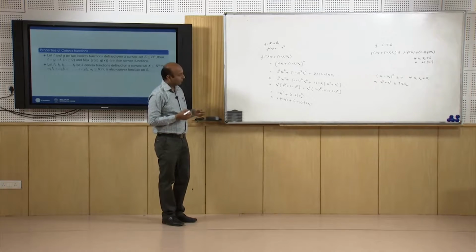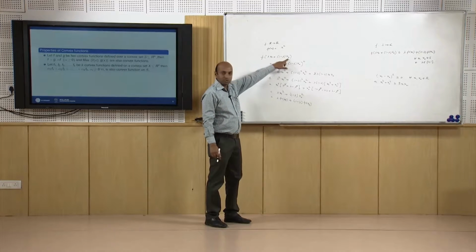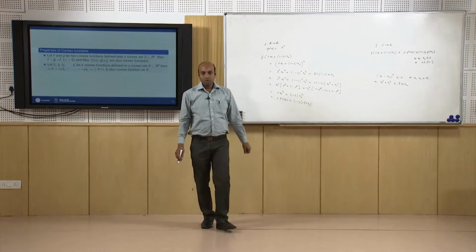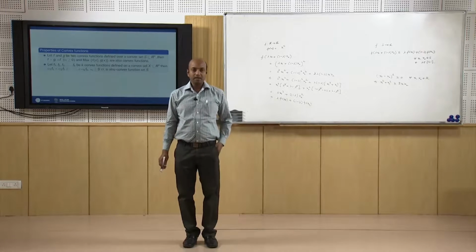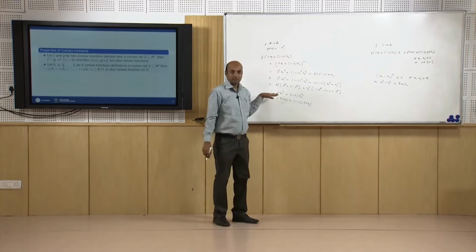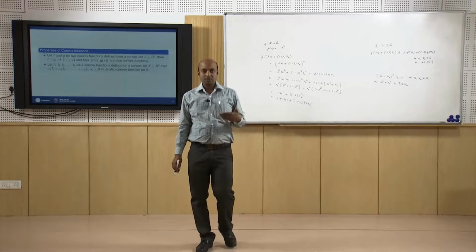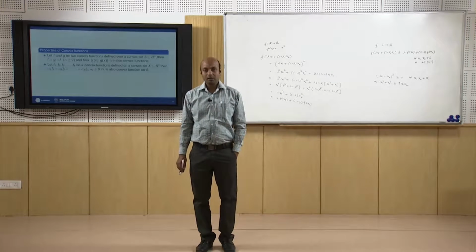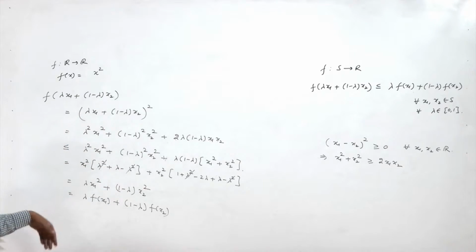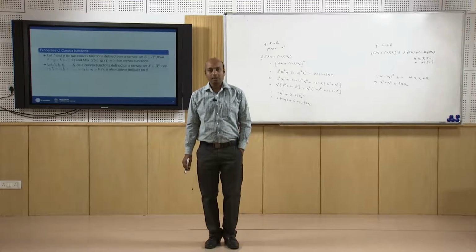So, this is how we can easily say that f of lambda x1 plus 1 minus lambda x2 is less than or equal to lambda f(x1) plus 1 minus lambda f(x2). So, in this way we can show that a function f is a convex function, I mean x square is a convex function. Now, suppose you have to show that f is a concave function, some function like minus x square is a concave function. So, along the same lines we can show that minus f, I mean minus x square, is a concave function.